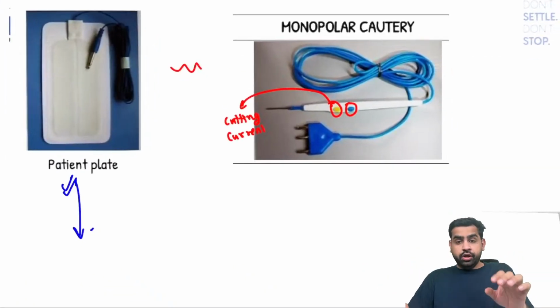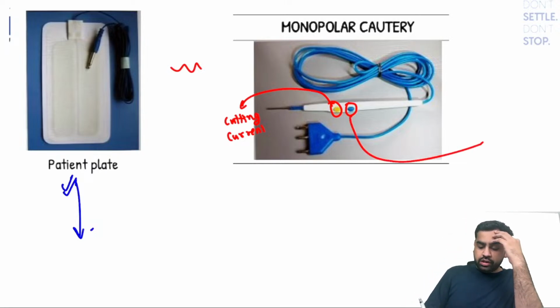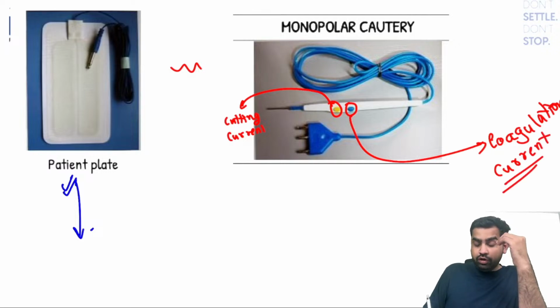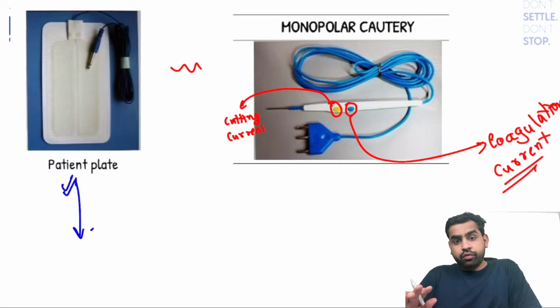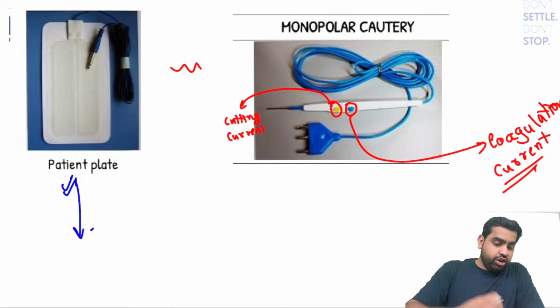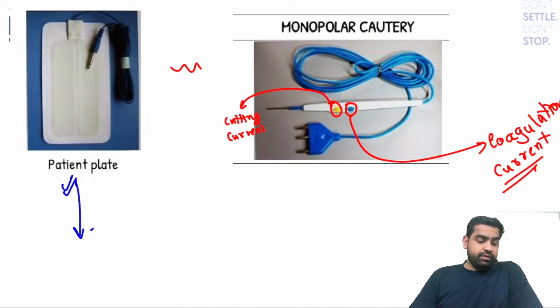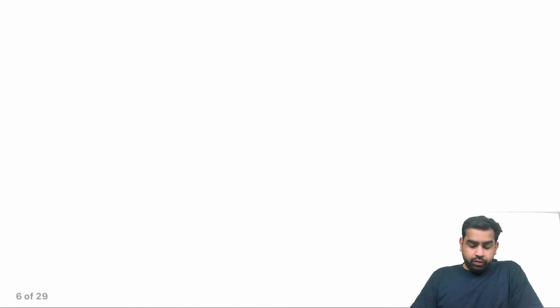Okay, so sorry for this interruption in between. What you need to understand is this blue is for the coagulation current. Whenever you press this blue button, what comes out is a coagulation current. This is something very important for you guys. Now what about this?